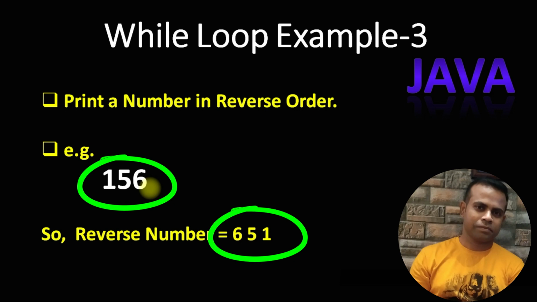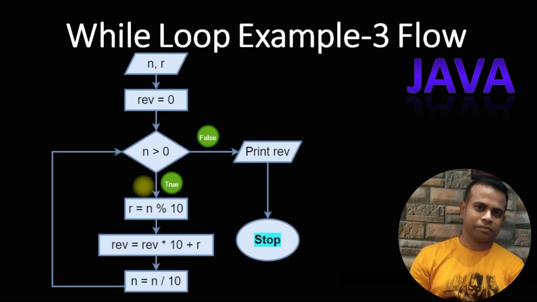To understand that, first we have to understand the flow. So this is the flow. If you understand this flow, then just by executing these steps in your Eclipse, you can easily create a Java program for reverse order using a while loop. Here we have created three variables, with some initial value 0, where n is for taking the number, r is for remainder, and rev is for reverse order, and then the while loop starts here.